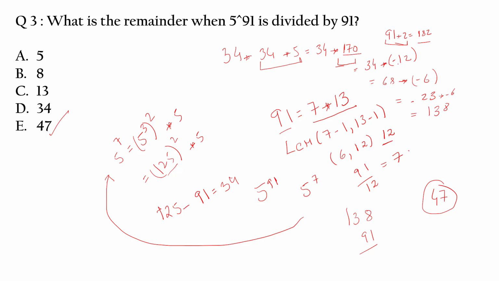170 minus 182 gives minus 12. From here, we broke 12 up into 2 into 6, and we multiplied 2 into 34. So we got 68 into 6. Now again 68, divided by 91, the remainder is minus 23, right? Because 68 plus 23 is 91. So minus 23 into minus 6 gives 138. Once again, when you subtract 91 from 138, the remainder is 47.